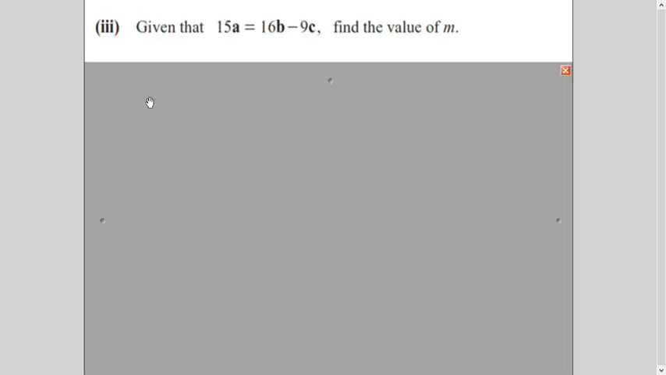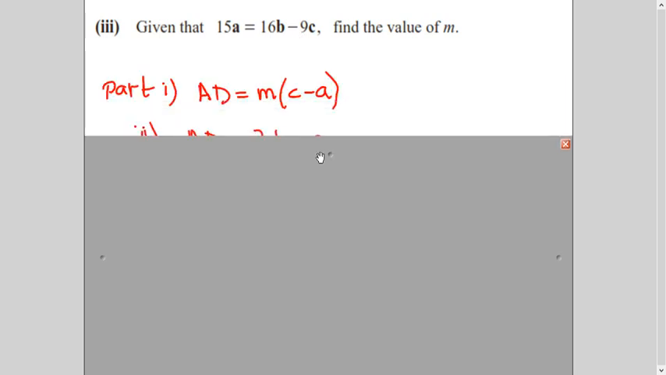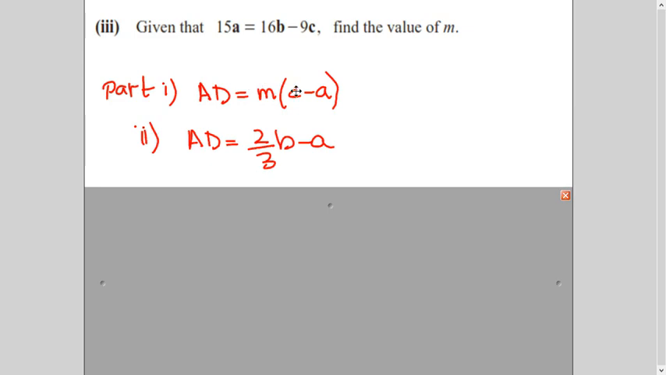In part 3, information is given to you that 15A equals 16B minus 9C. Find the value of M. So now you have to see how this piece of information can help us find M. And M was only present in AD, which we have found in part 1. Now, in part 1, we have AD is M bracket C minus A, and AD is 2/3 of B minus A in part 2.